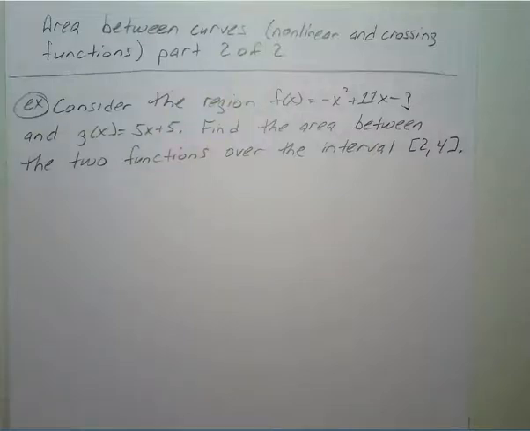Alright, so if you are writing this down, consider the region f of x equals negative x squared plus 11x minus 3, and g of x is 5x plus 5. Find the area between the two functions over the interval 2, 4. Now for this one, I gave you the interval, but there are some cases where they won't give you the interval. And if they don't, all you have to do is find the points of intersection, and those will be your interval in most cases.